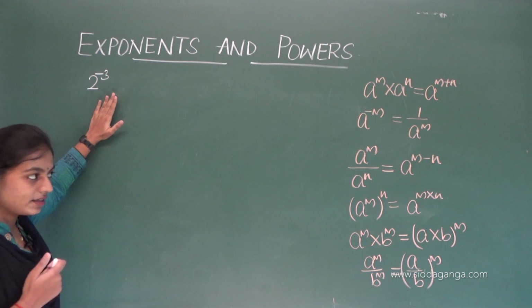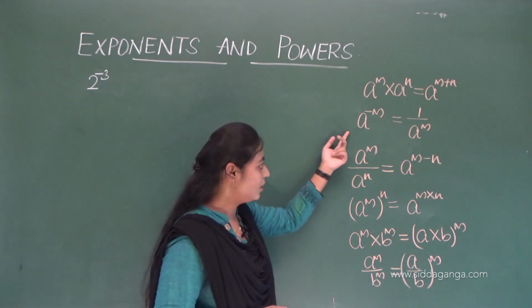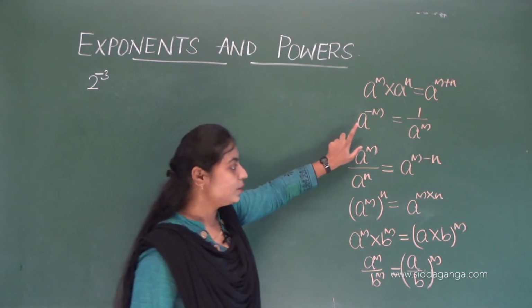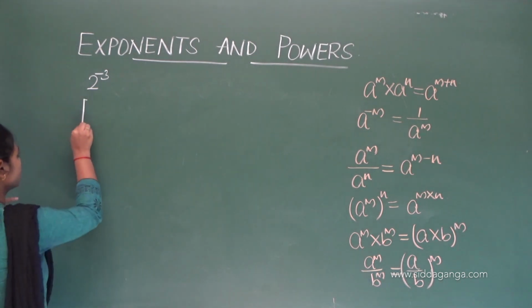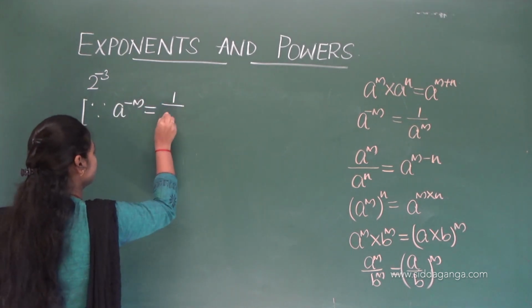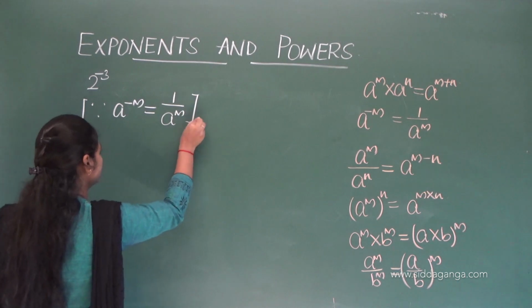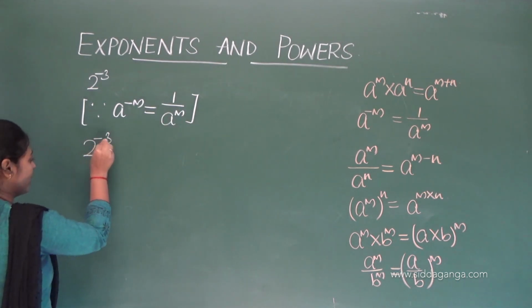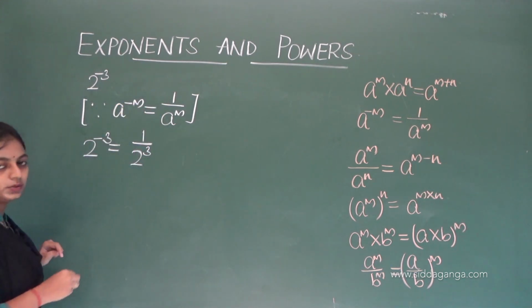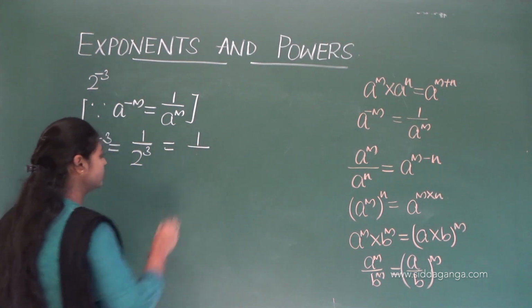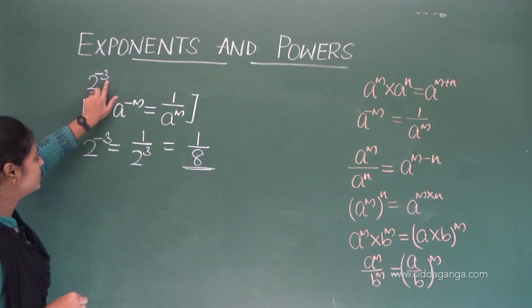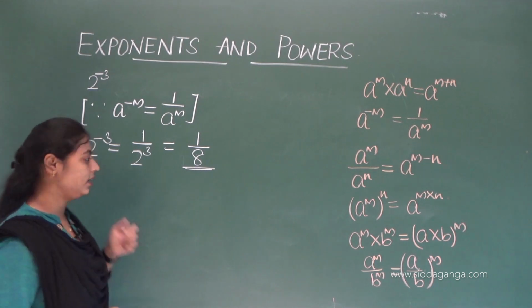So to solve every problem, you have to write the law of exponents. Which exponent you are using, which rule you are using, you have to mention that. Since a raised to the power of minus m is equal to 1 divided by a raised to the power of m, 2 to the power of minus 3 is equal to 1 divided by 2 raised to the power of 3, that is equal to 1 divided by 2 cube, which is 8. So 2 raised to the power of minus 3 is equal to 1 divided by 8.